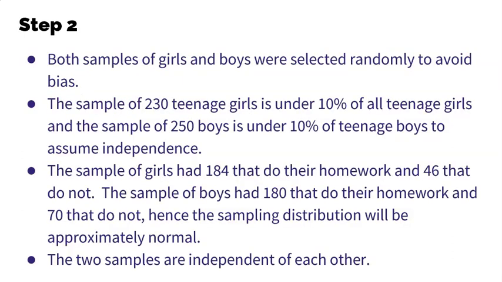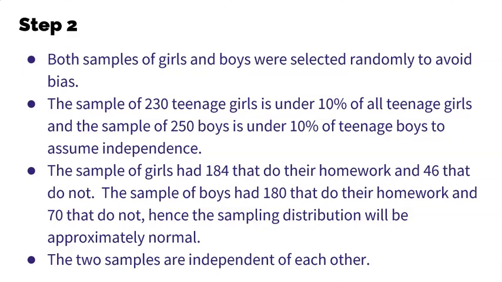All right, step 2 is checking those conditions. As I mentioned, there's 4 of them. They should sound pretty familiar if you've been doing your work. Condition 1, make sure that both samples of the boys and girls are randomly selected to avoid bias. Condition 2 is make sure the sample of the girls is under 10% of all teenage girls. It did say it's a large high school. Don't know exactly how many girls are in the high school, but I'm just going to have to trust the fact that 230 teenage girls is under 10% of all of them. Same thing for the boys.